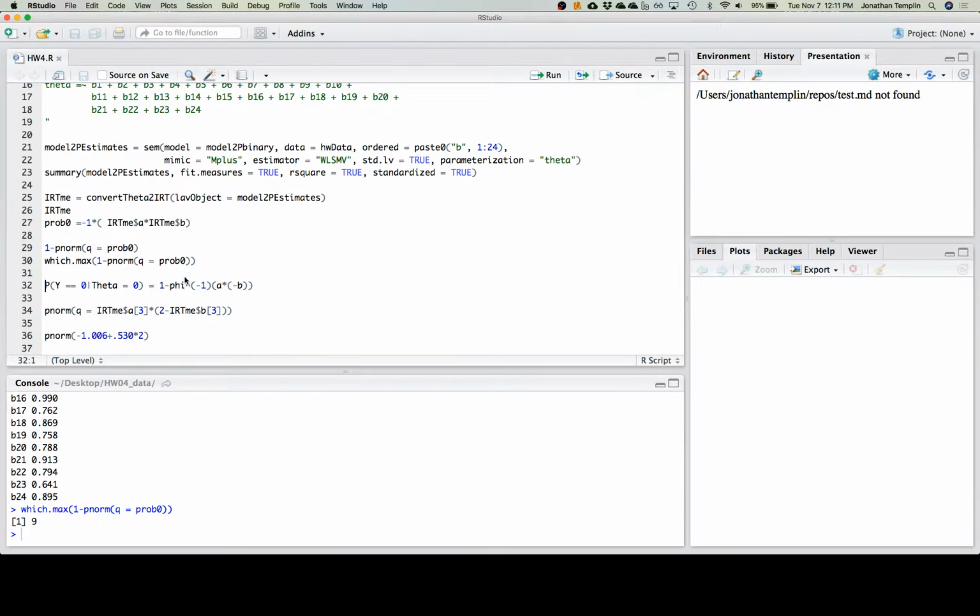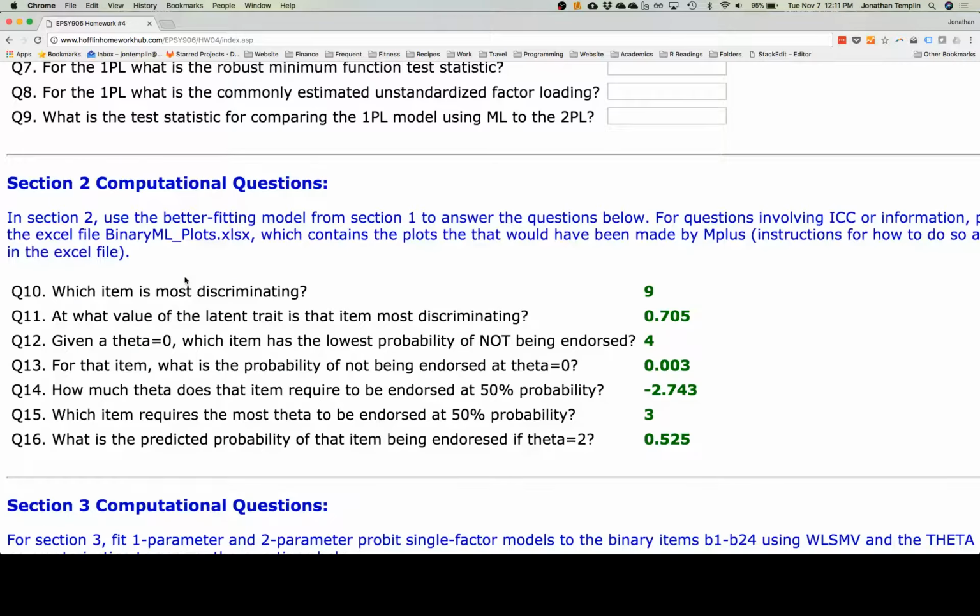Yes, it tells us that. There we go. So I have item 4. So in your homework, put item 4.